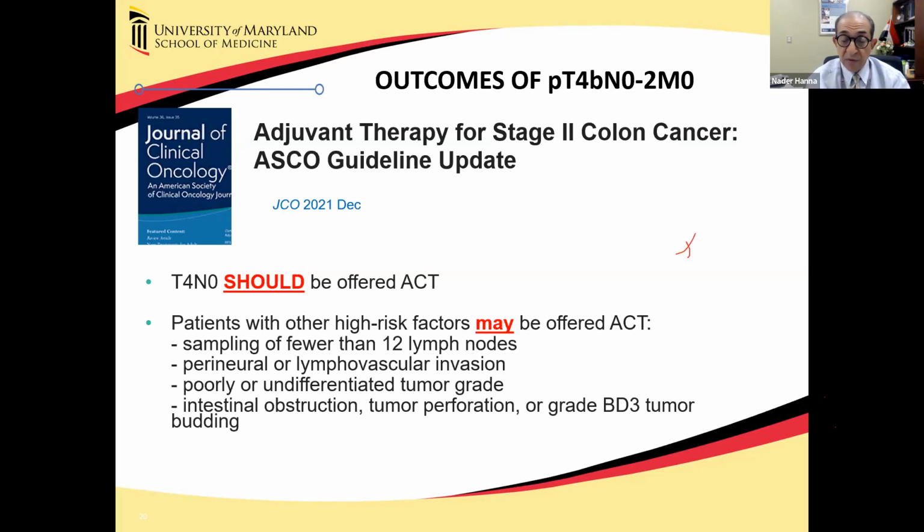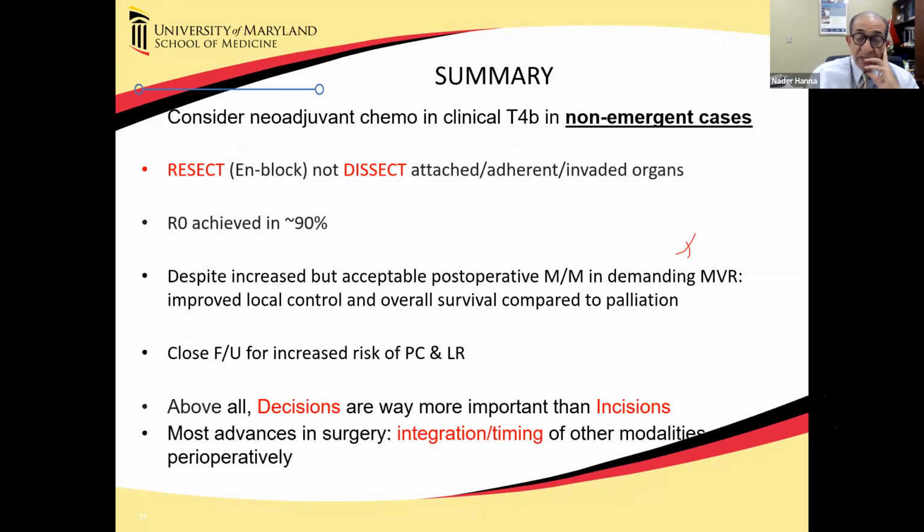So this is the most recent recommendation from the Journal of Clinical Oncology, from JCO. This was published in 2021. So in summary, you need to consider neoadjuvant chemo in clinical T4B and non-emergency cases. Resect en bloc, not dissect, whether it's attached, adherent, or invading other organs.